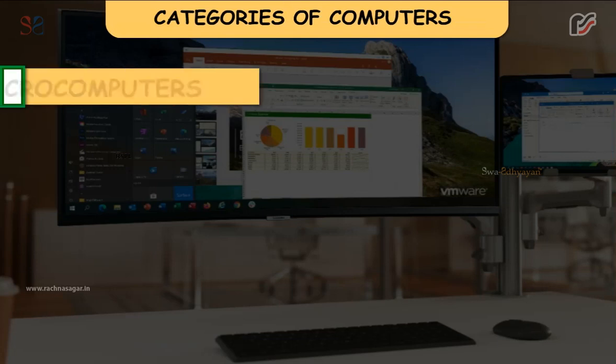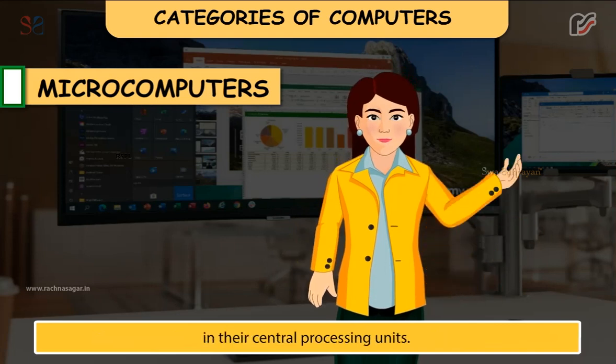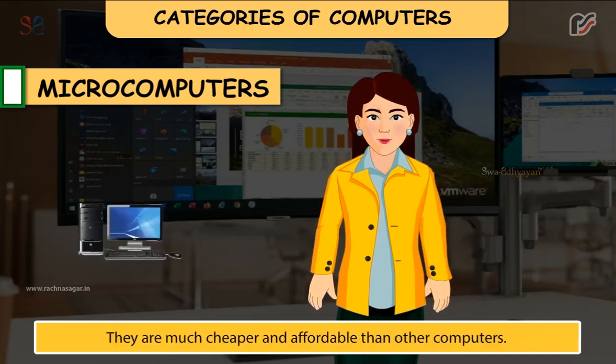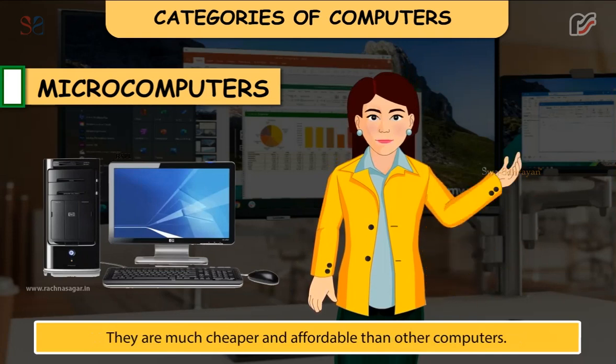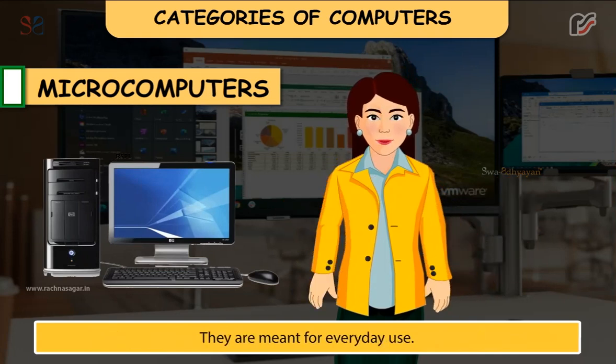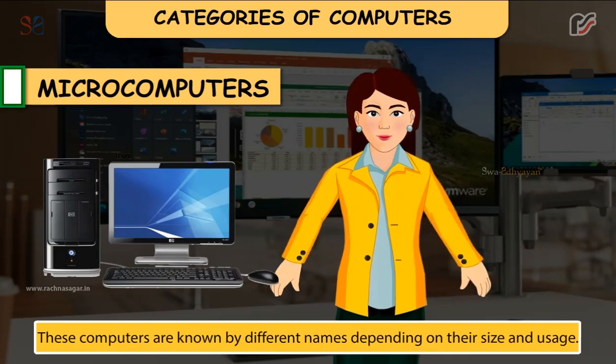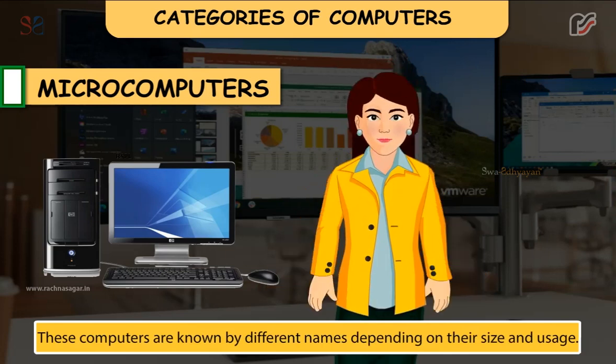Categories of computers. Microcomputers. Microcomputers are small computers that run on a microprocessor in their central processing units. They are much cheaper and affordable than other computers. They are meant for everyday use. These computers are known by different names depending on their size and uses.